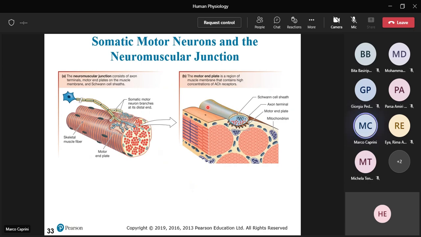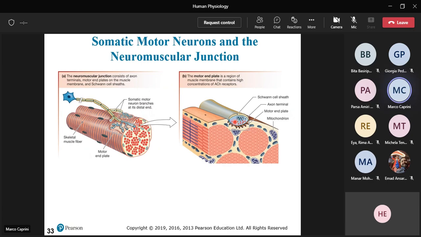Why are they important? Because they increase the speed of the action potential all along the motor neuron. We can also see here the axon terminal. The red balls are the neurotransmitter, and here the motor end plate, the mitochondrion, the vessels, the muscle fibers with the actin and the myosin.